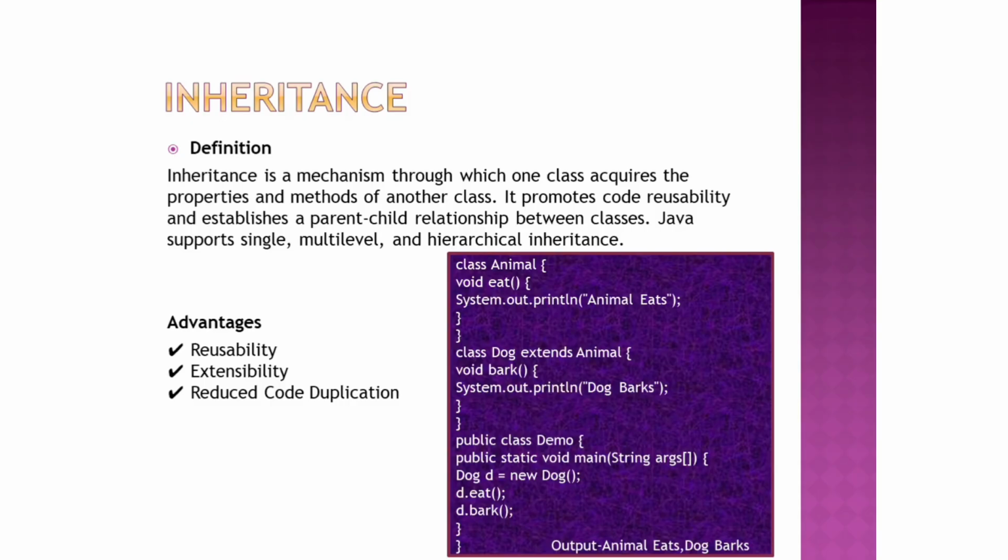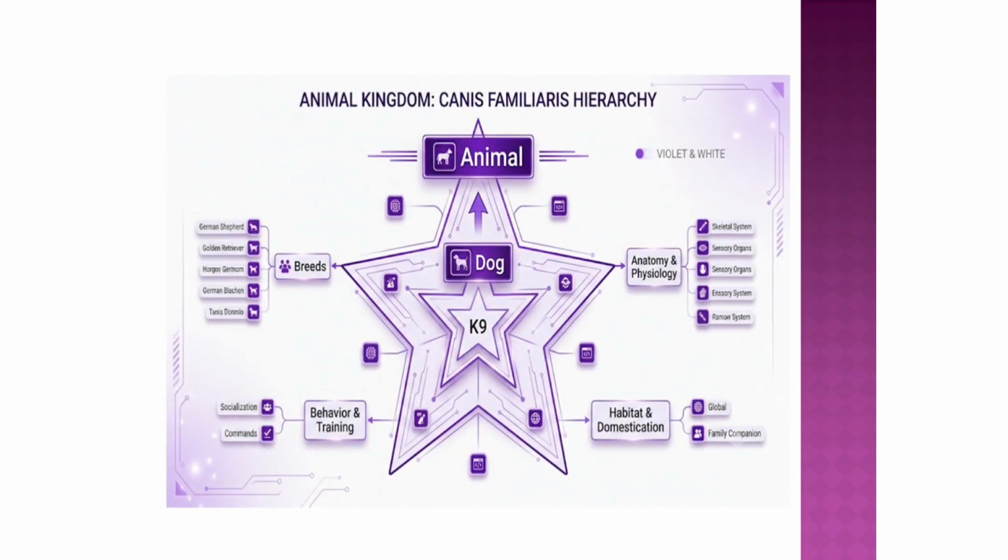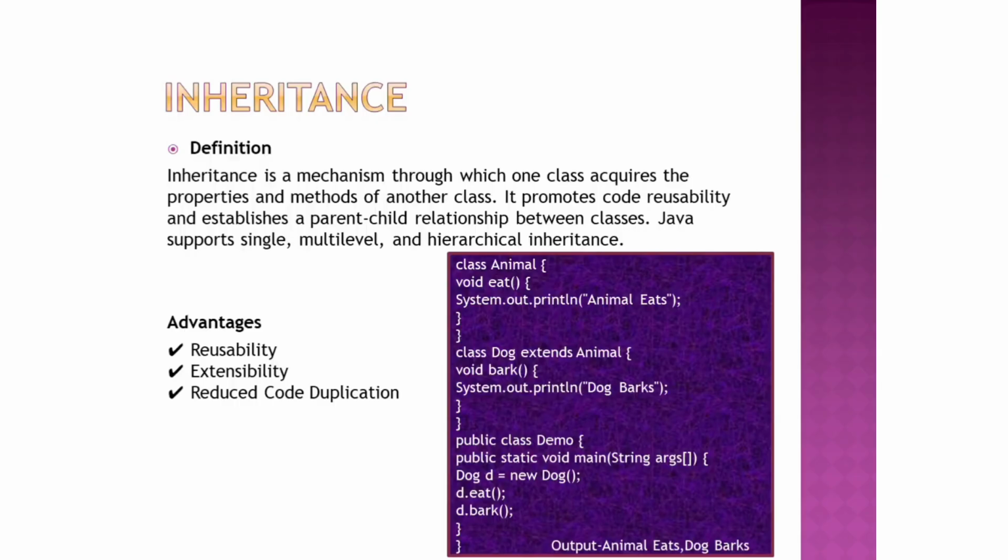So inside the dog, we add another method called bark, which prints dog bark. In this main method, we create a dog object. Now, the interesting part is the dog can call both eat and bark, right? Even though eat belongs to animal, dog inherits it automatically. So the output is animal eat, dog bark.